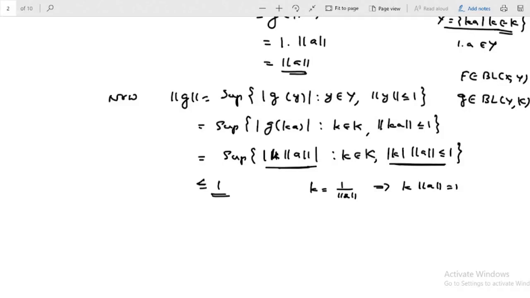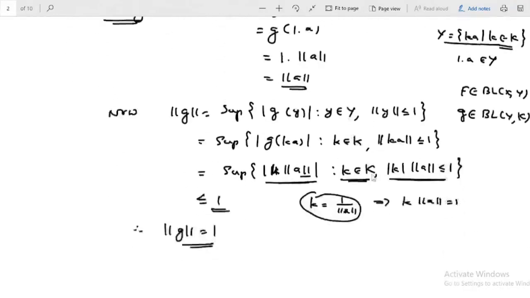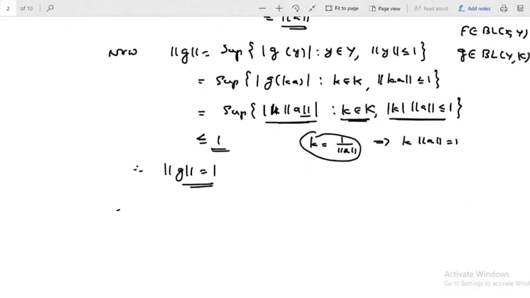Therefore actually norm g is equal to, since this element k is equal to 1 by norm a, because k belongs to K, here we get an element with k equal to 1 by norm a. Its value is 1, and it will be at most 1. Therefore norm g is equal to 1. Okay, and by the Hahn-Banach extension theorem we have norm f is equal to norm g. Therefore norm f is equal to norm g is equal to 1.